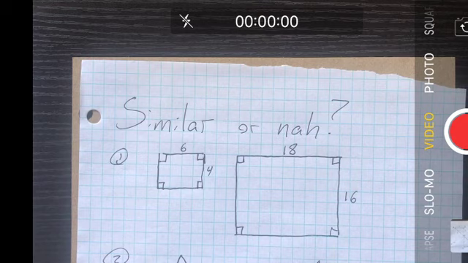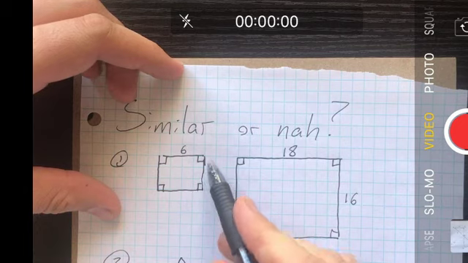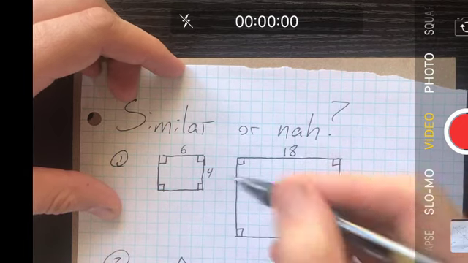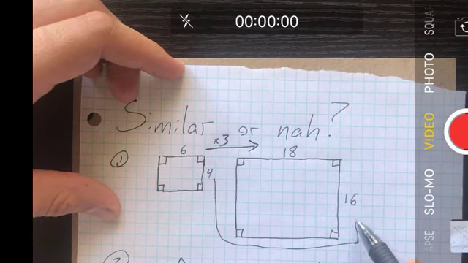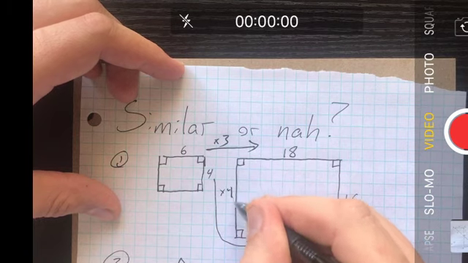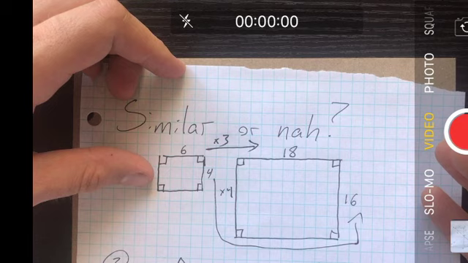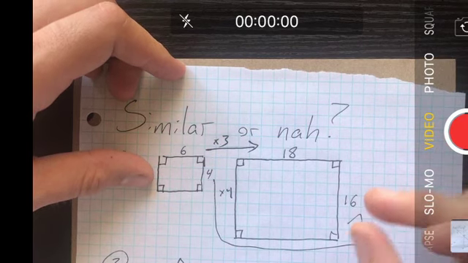This is actually an SHSAT-style question. They say similar or nah, and you just verbally say nah out loud. There it is. April just dropped the explanation. Even though all the corners are the same, all the angles are the same, how do we get from 6 to 18? That's a multiplier of times 3. To get from 4 to 16, that's a multiplier of times 4. So these shapes aren't similar, because each side has to be proportionate.